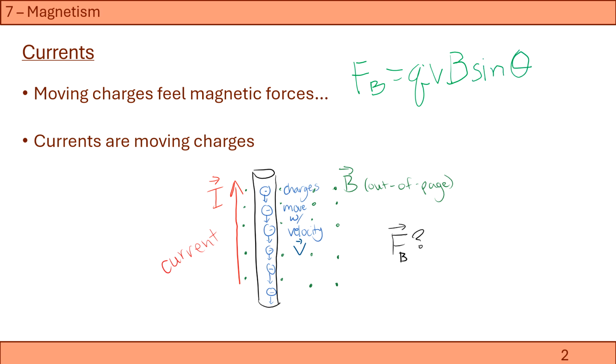Well, guess what? Inside of a wire, there can be moving charges. This is what we call a current. If there's a current inside of a wire, then it's going to feel a magnetic force. Currents are moving charges. If we have an upwards current through this cylinder, supposed to represent an infinite wire here, in real life that means the electrons are moving downwards.